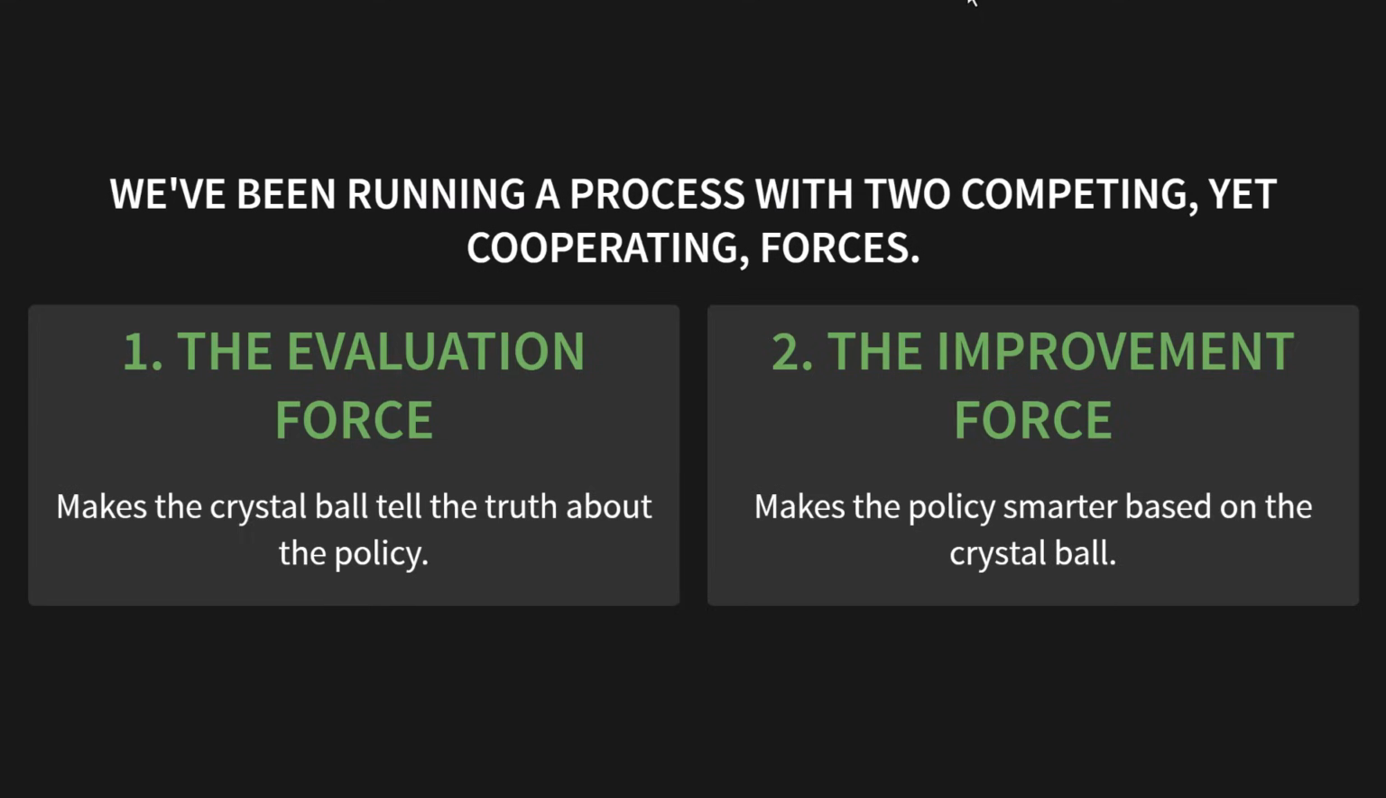Then there's the improvement force. This force looks at that crystal ball and tries to make the brain smarter based on what it sees. It pulls the policy to be greedy, to take the best actions according to those values. These two forces are locked in an endless dance. Making the policy better makes the value function a lie, but making the value function true reveals that the policy could be even better.